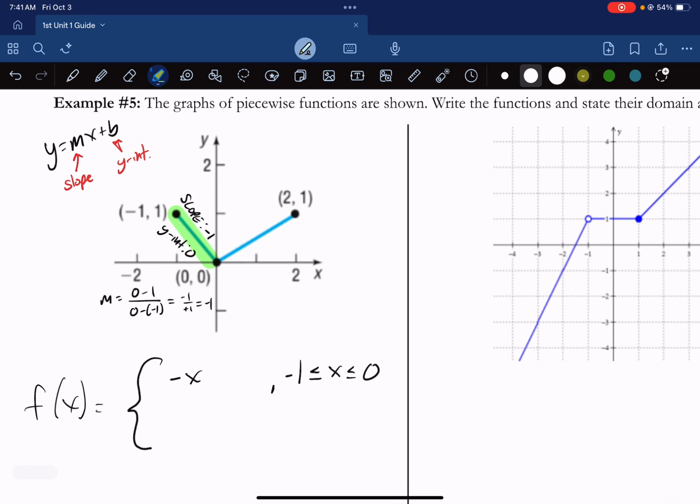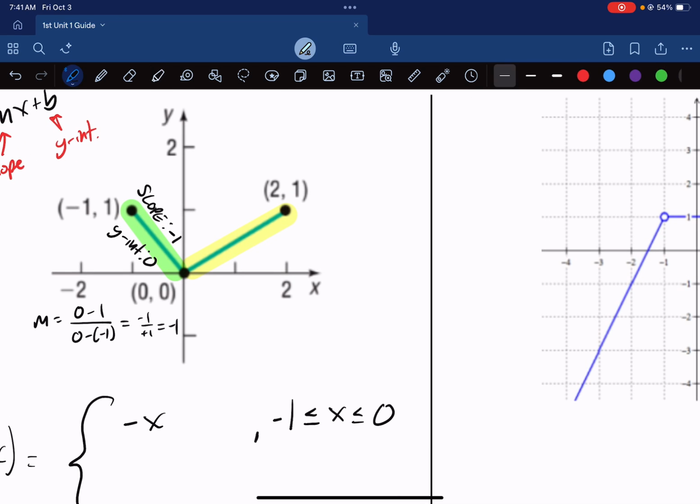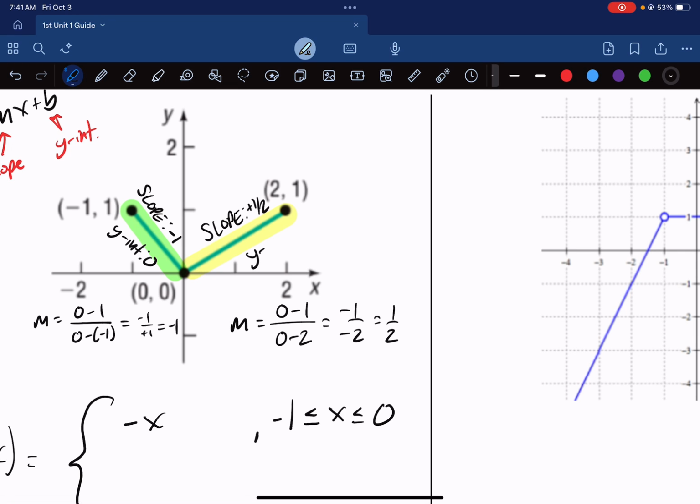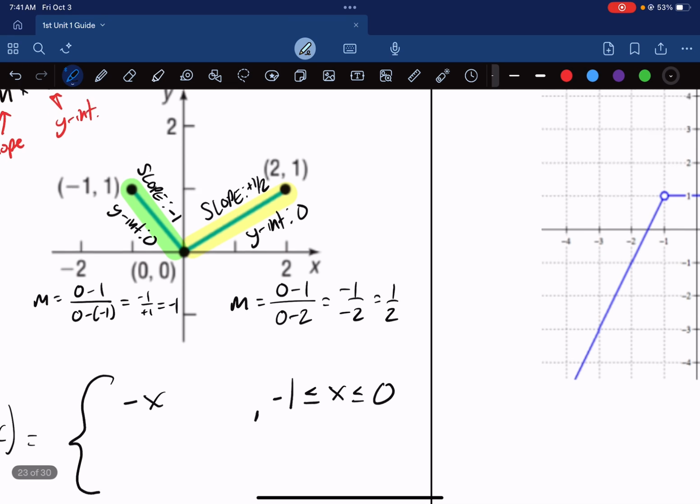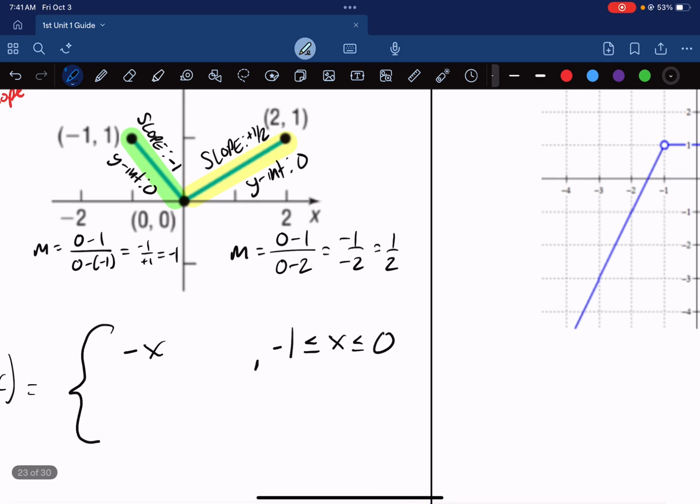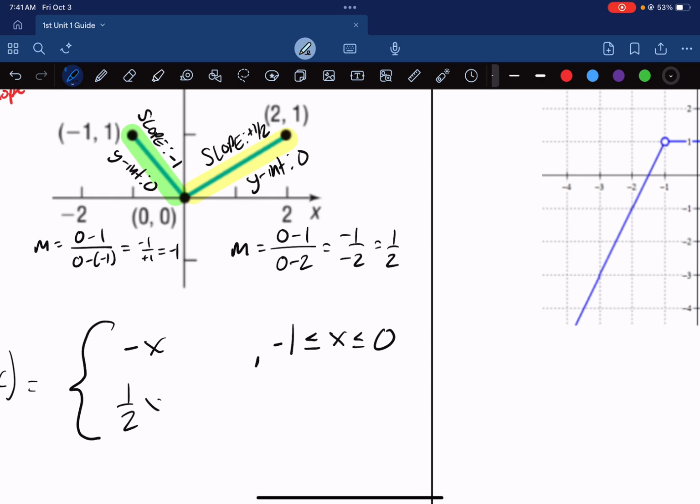And now the other piece. So I have this other piece right here. If I do the slope of this segment, I get change in y, so 0 minus 1, over change in x, which is 0 minus 2. So -1 over -2 gets me a slope of +1/2. And then my y-intercept is also clearly 0. So the second line is 1/2 x plus 0. We can just write 1/2 x.